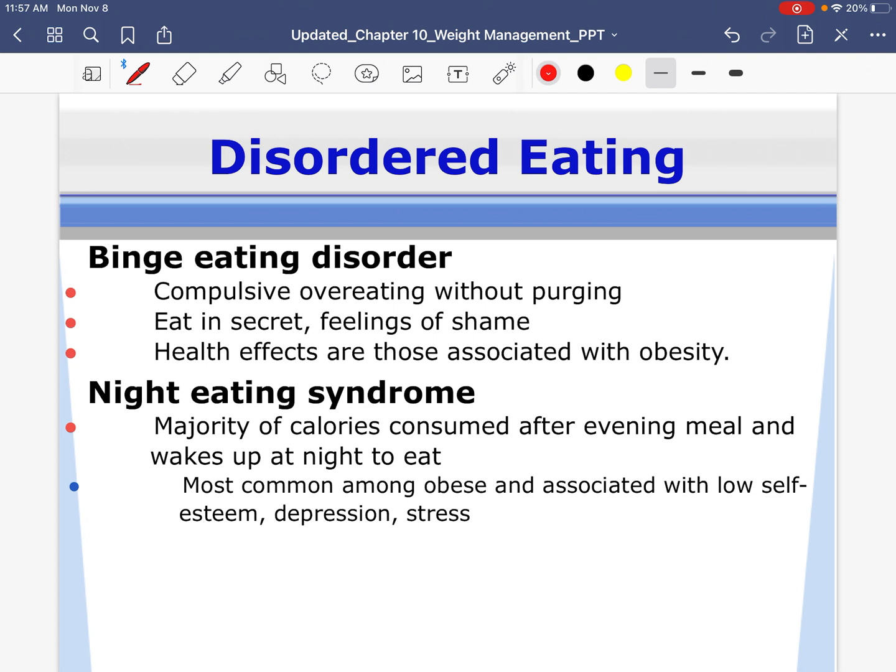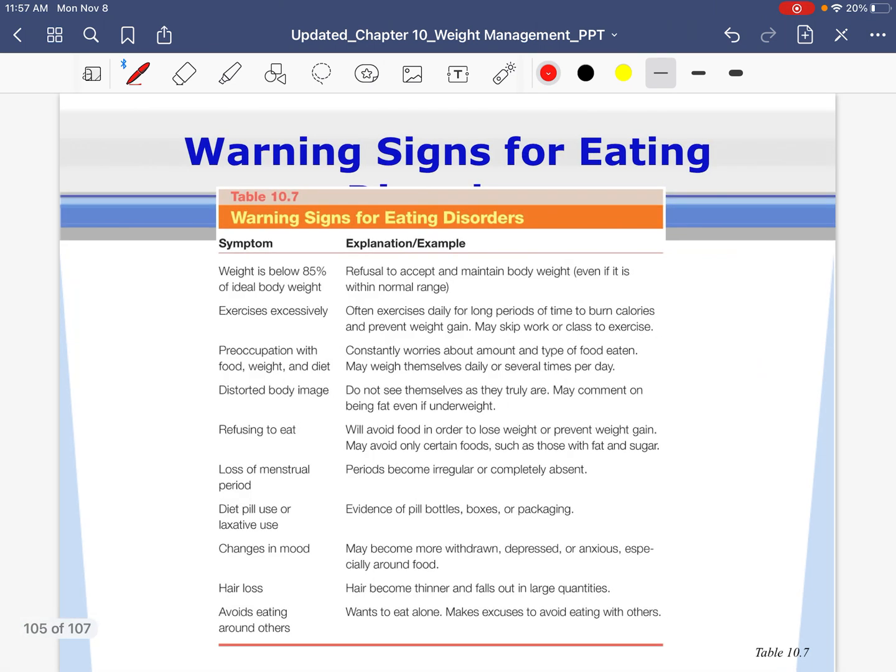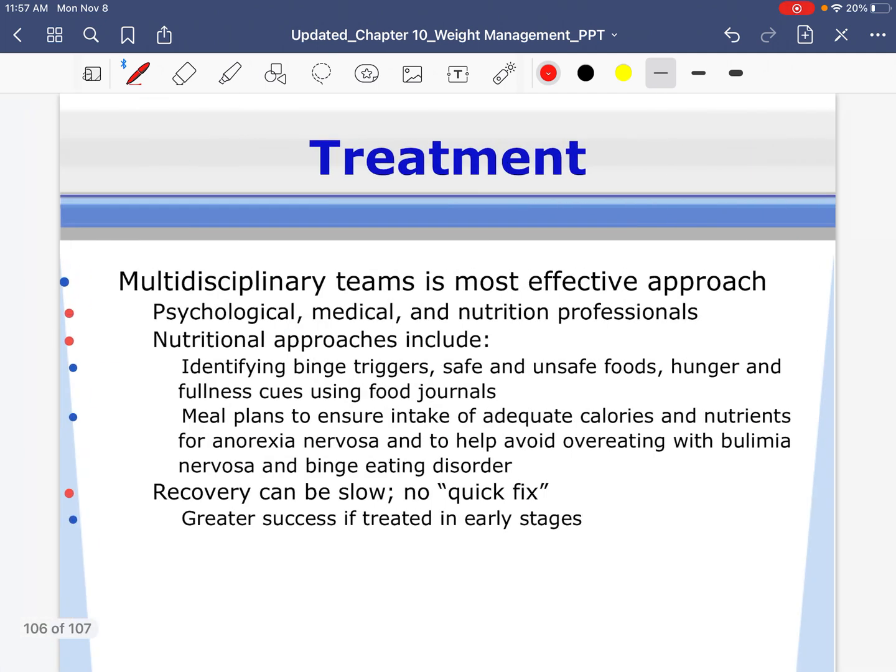Here we go. Anorexia is like self-starvation. You can read about it. Bulimia is when you eat a lot more and then throw it up. Binge eating is when you binge eat without throwing it up. I've just given you a lot of information here. I'm not going to ask you about the specifics. We just have some general information for you.